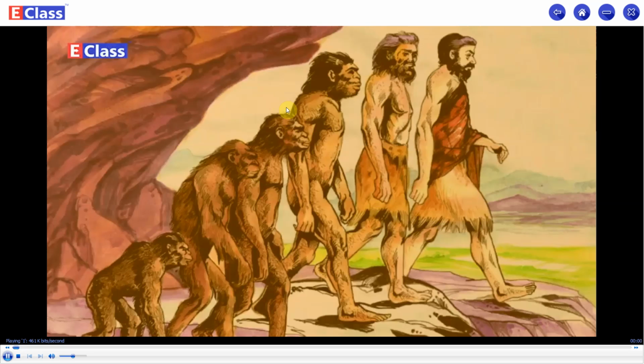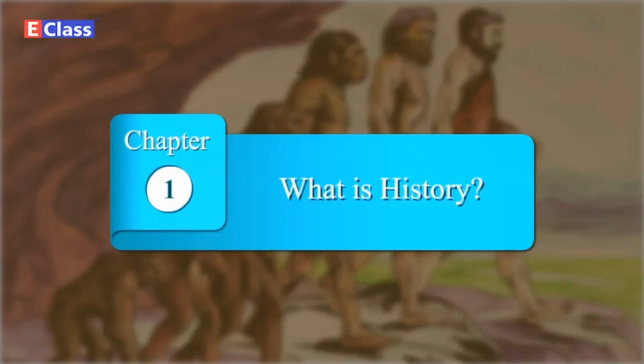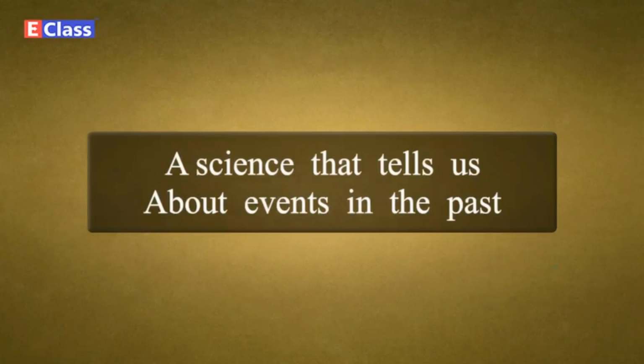Standard 5. How We Came to Be. Environmental Studies, Part 2. Chapter number 1. What is history? History, a science that tells us about events in the past.